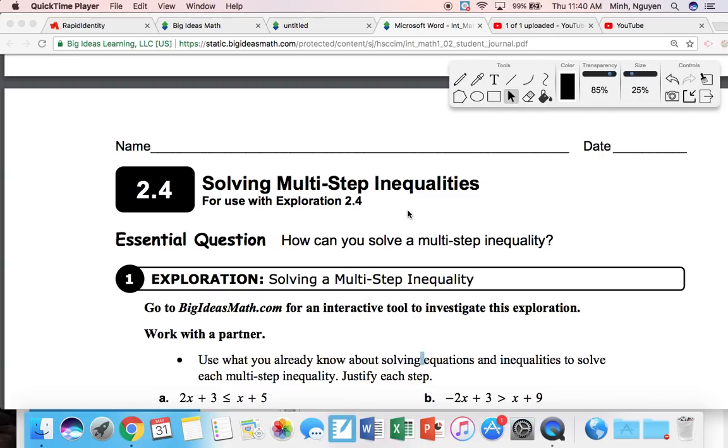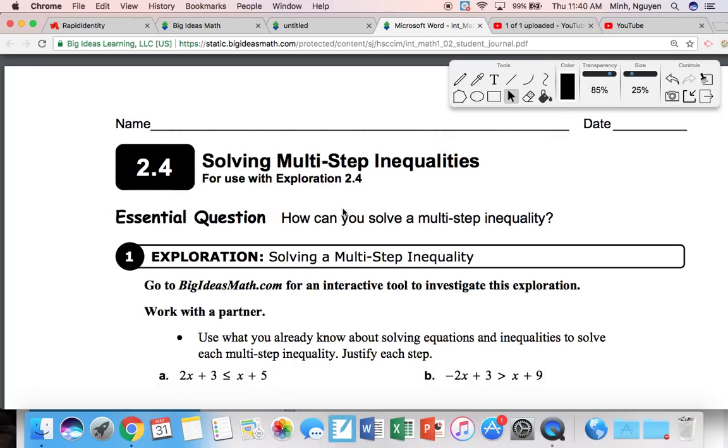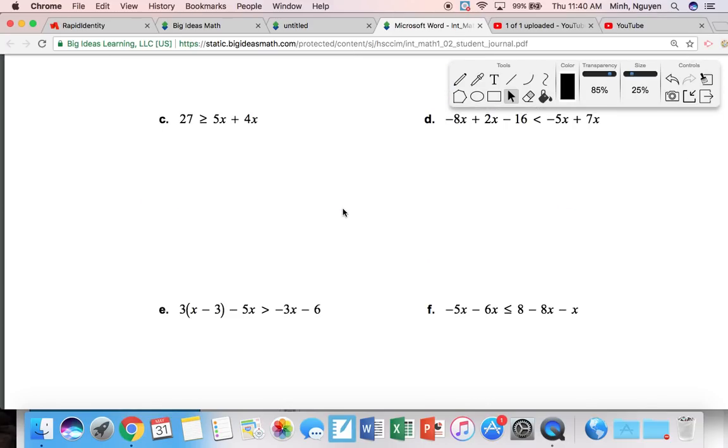All right, welcome to section 2.4 in your student journal, solving multi-step inequalities. This is pretty much a rehash of chapter 1 plus the addition of the concepts in the past 3 sections where, essentially, if you do it on the left side, you got to do it on the right side, or if you do it on one side, you got to do it to the other side. That applies to addition, subtraction, multiplication, division.